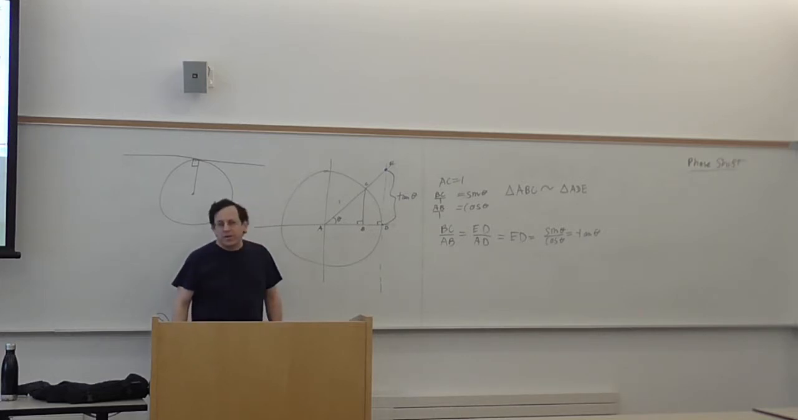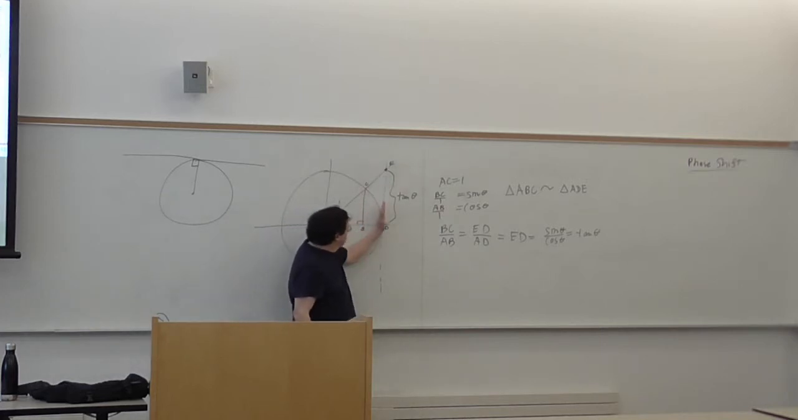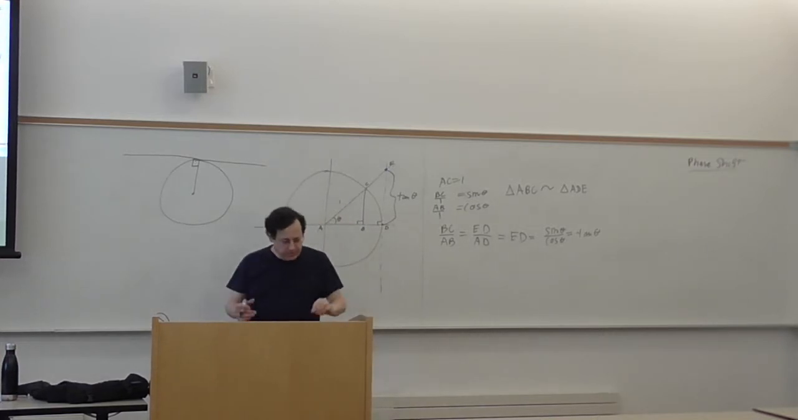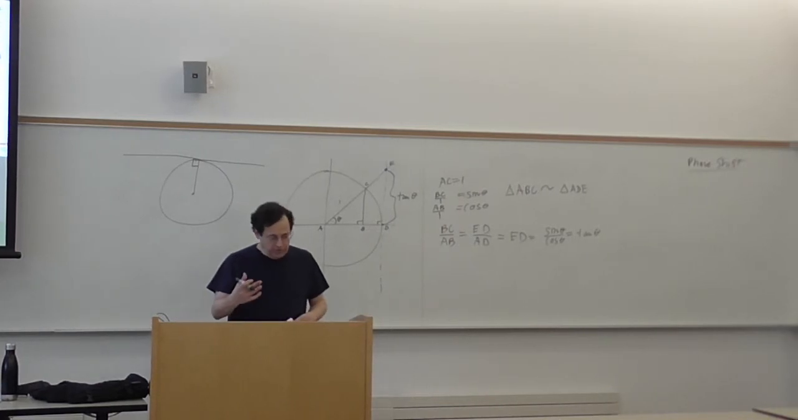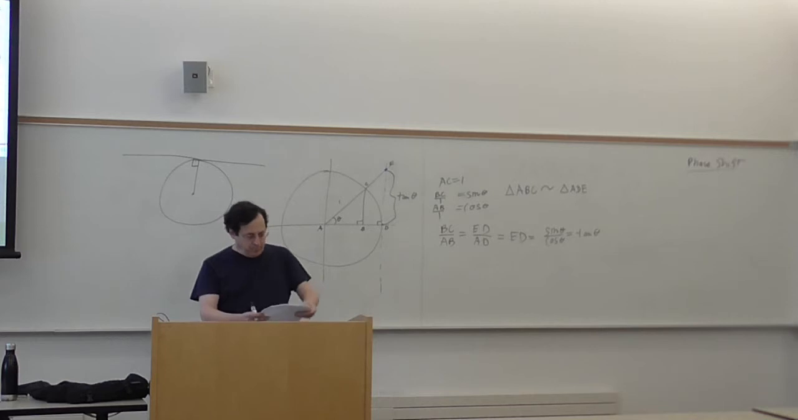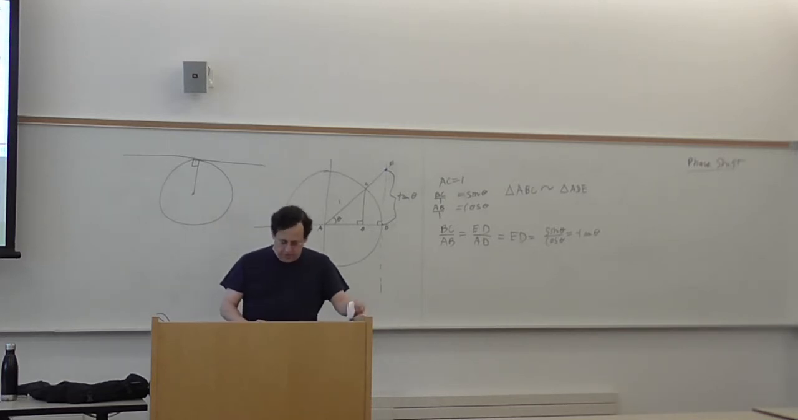So I think that's why we named this function the tangent. If you draw this tangent intersecting with this ray, it has that length. Okay. Bugged me for 40 years. Doesn't have to bug you for 40 years now. All right.